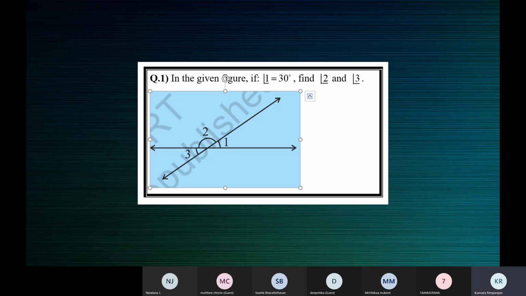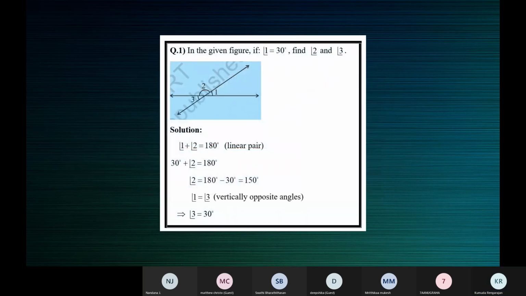Correct, Matthew, you're perfectly right. So angle 1 is 30 degrees, which means angle 3 is also 30 degrees. Vertically opposite angles are equal. Ma'am, angle 2 will be 150 degrees. You should write angle 2 plus angle 3 is equal to 180, linear pair. So angle 2 plus 30 degrees is equal to 180. Angle 2 is equal to 180 minus 30, 150. Very good.